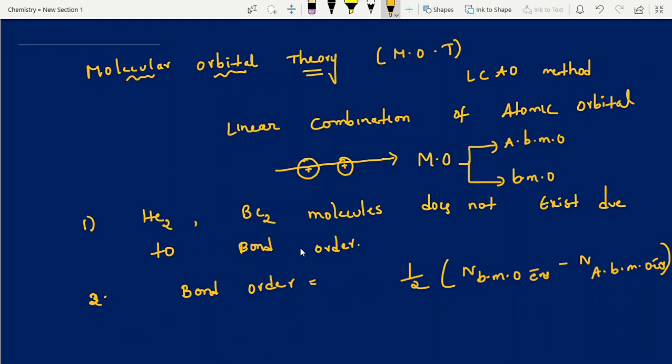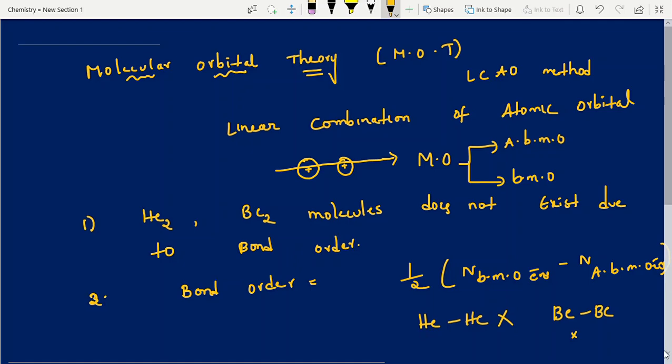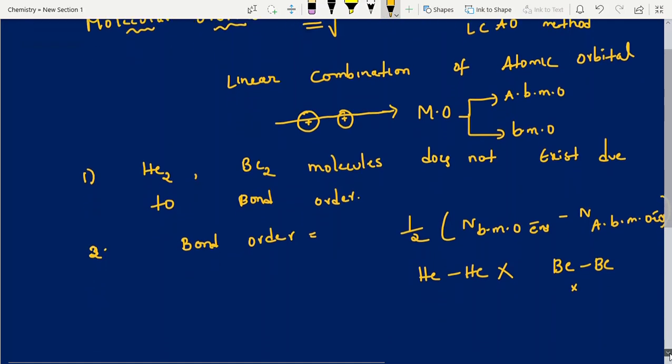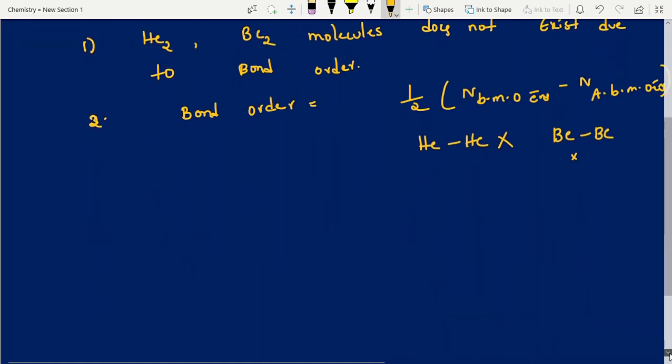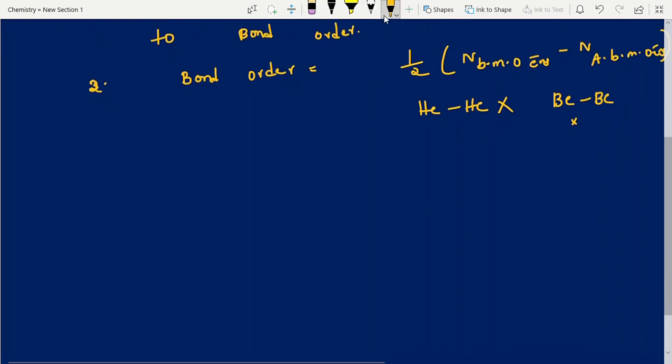Next, where bond order is 0, that will not exist, right? Between helium and helium there is no bond, so it will not exist. Between beryllium and beryllium there is no bond. That's why bond order is 0 and it will not exist, right? Helium atom is represented as He, and helium molecule is also represented as He; it depends on the concept we are talking about. It is an atom, a molecule. It has van der Waals radii. Noble gases have no bond.